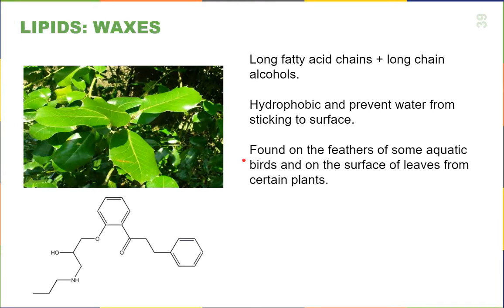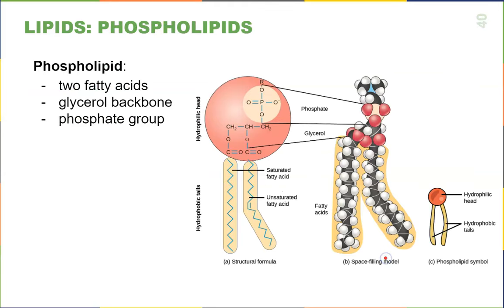All right, going on. So waxes, I only have one slide for waxes because they are so different depending on which wax you're talking about. So waxes, they can have chains, they can have rings on them. They are hydrophobic, just like the rest of lipids. They don't like water. They prevent water from sticking to the surface. Typically found on aquatic animals, aquatic birds, and plants. So like this holly bush here, very waxy. Helps protect it.